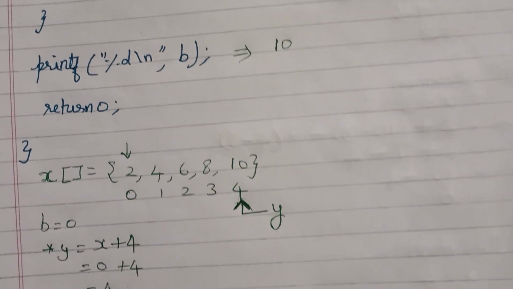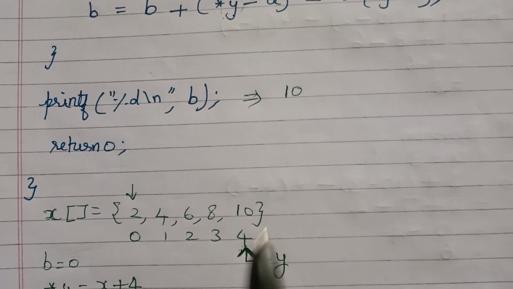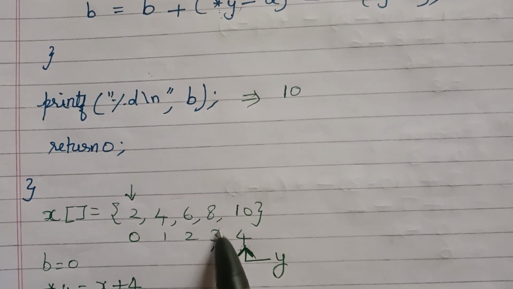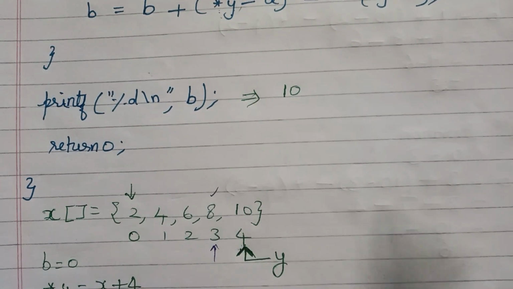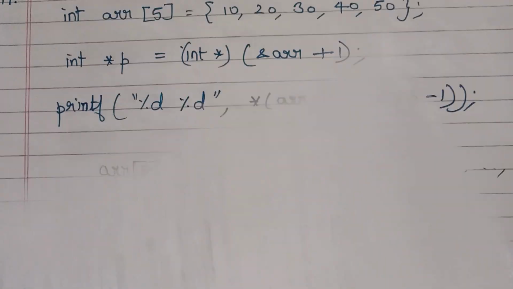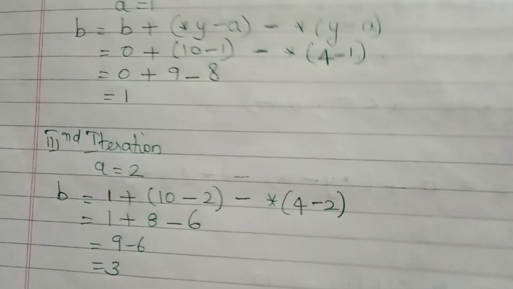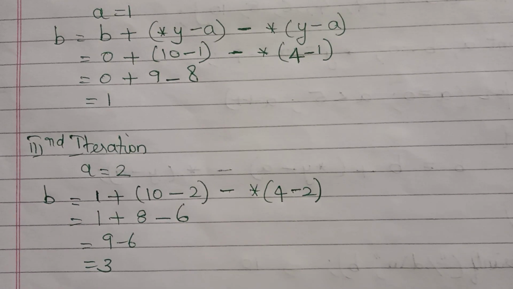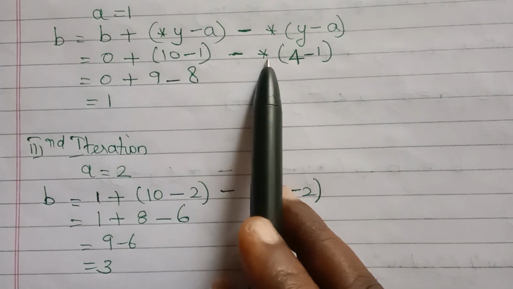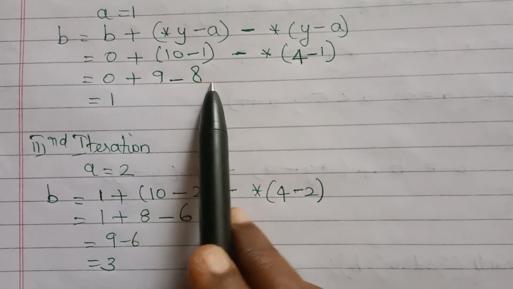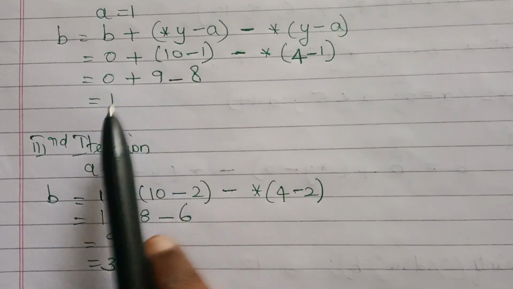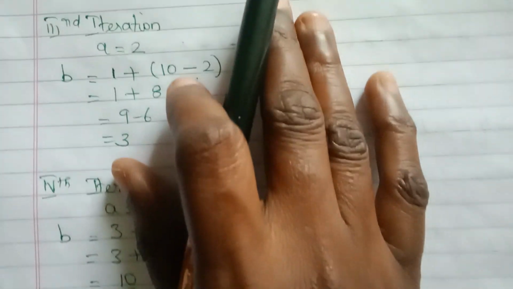So the third address is, first it was pointing to 4, now the third address is what? This address. So it is 8. So here the value will be 8. So 9 minus this value, that is 9 minus 8. So it becomes 1. So b value becomes 1.